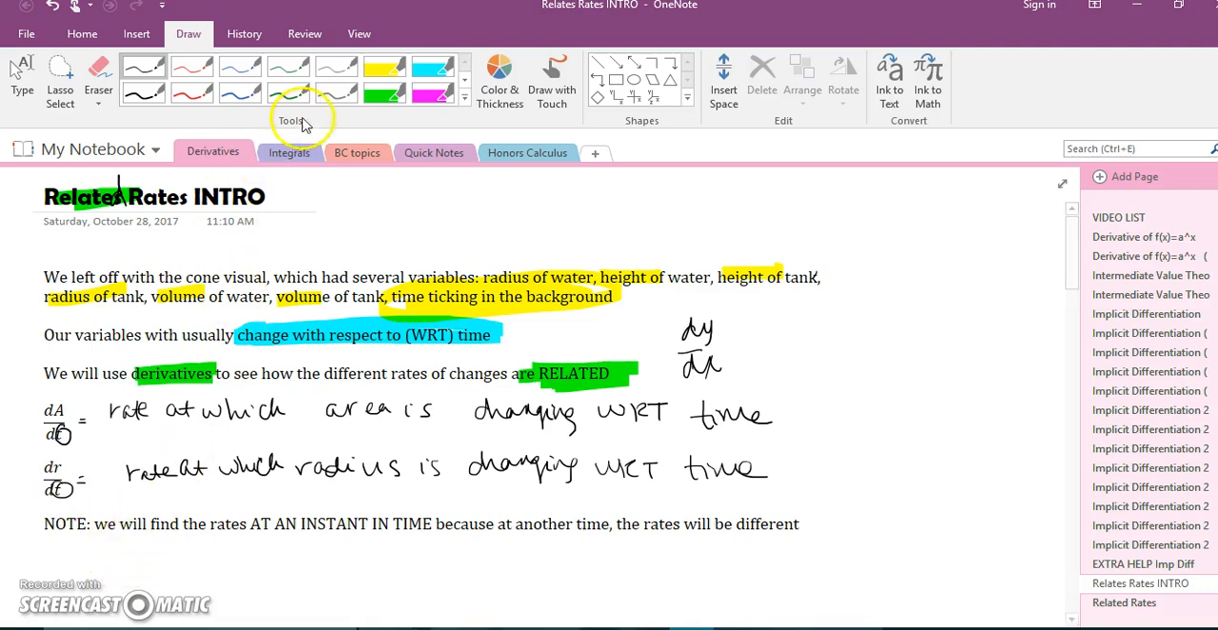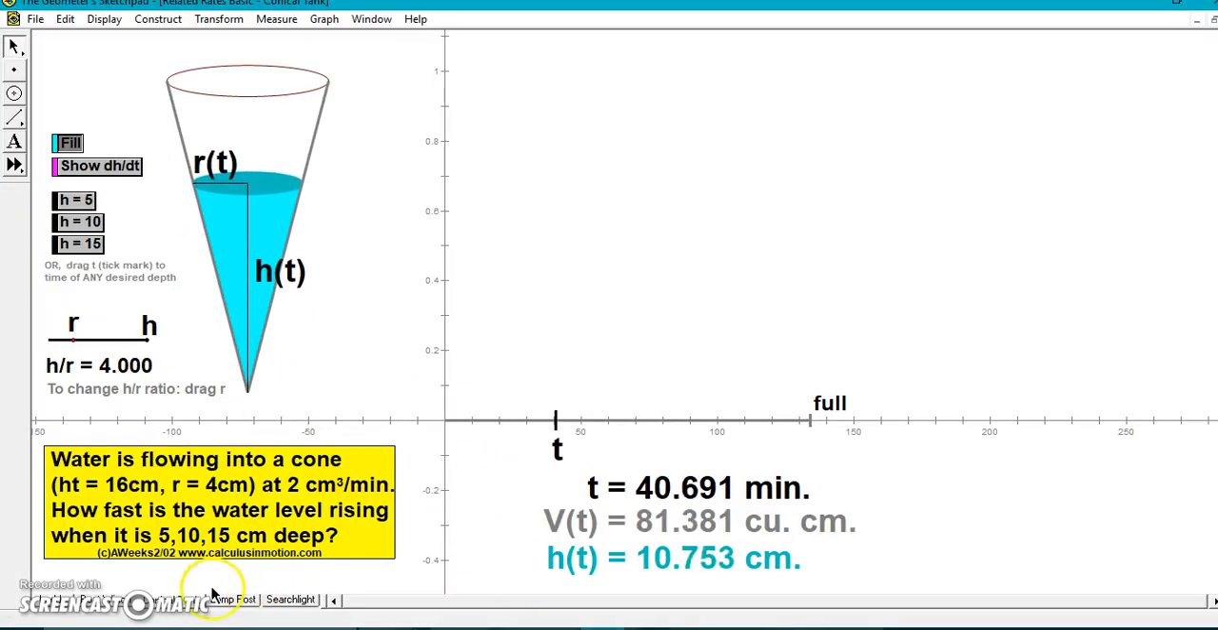So again, we're finding rates of change at 1 instant in time whenever we stop our stopwatch, which is ticking in the background, because again, at another time, the rates will be different. So I have a couple more visuals to show you here for related rates. You will be doing all of these. So here's the cone one.